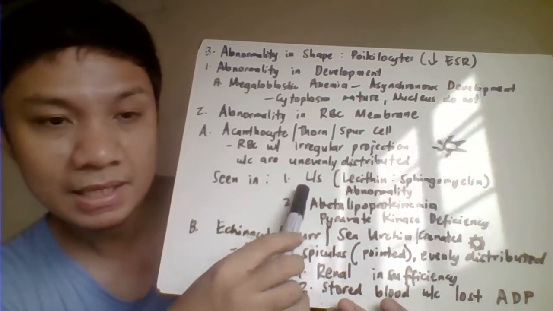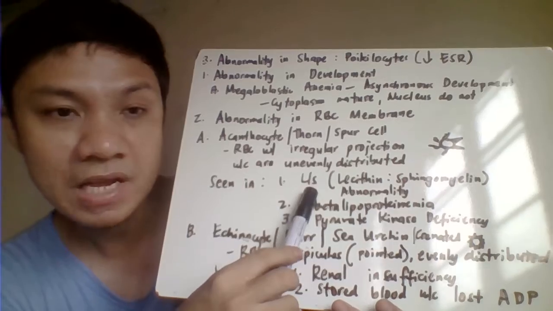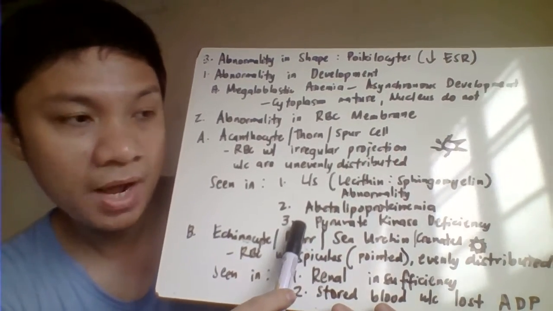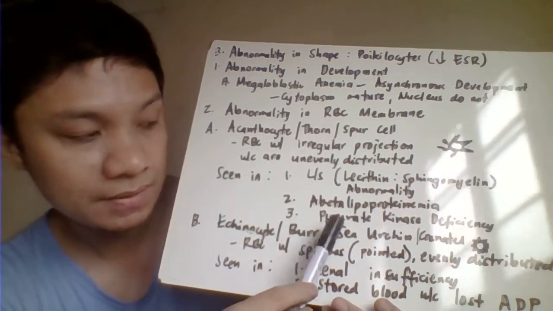Number one, abnormality in the LS or your lecithin sphingomyelin. Another one, abetalipoproteinemia. Third one, we have your pyruvate kinase deficiency.